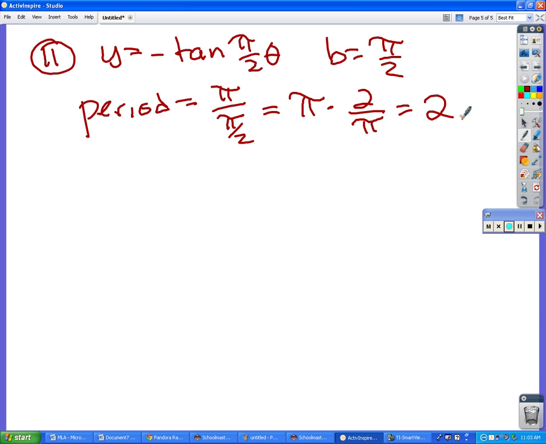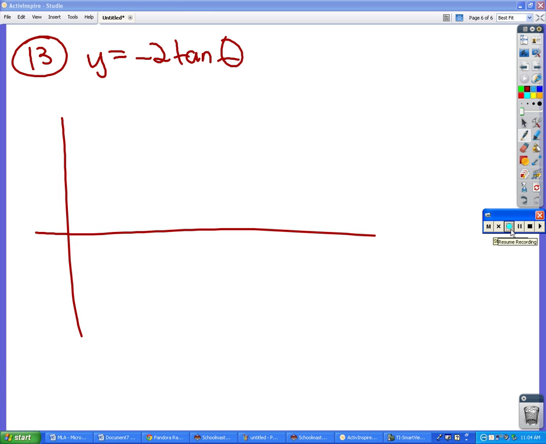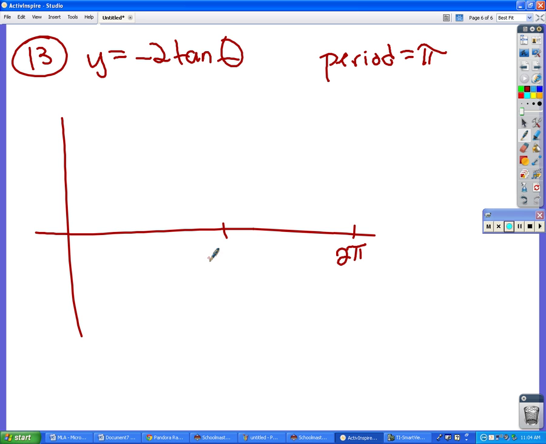Take a second to do number 12 on your own. Okay, number 13 says sketch the graph of each tangent curve in the interval from 0 to 2 pi. So what's the period? The period is pi. Yeah. Because it's 1 theta, and so the period is just pi.